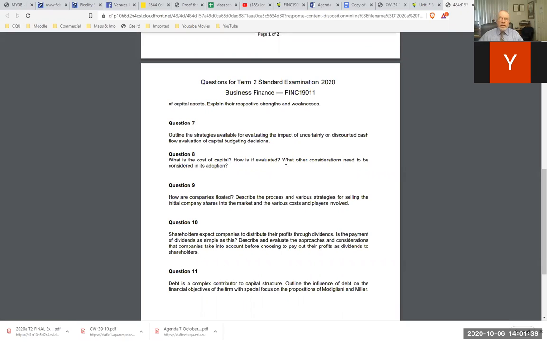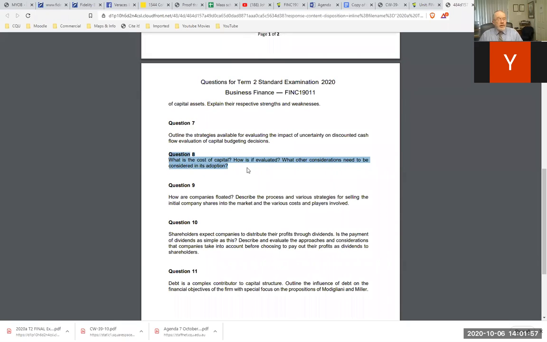Okay. What other considerations need to be considered in its adoption? Again, that takes you into more of the theory side of that, so you can tell me all about the various strategy things and so on. How much are we going to write in that question?